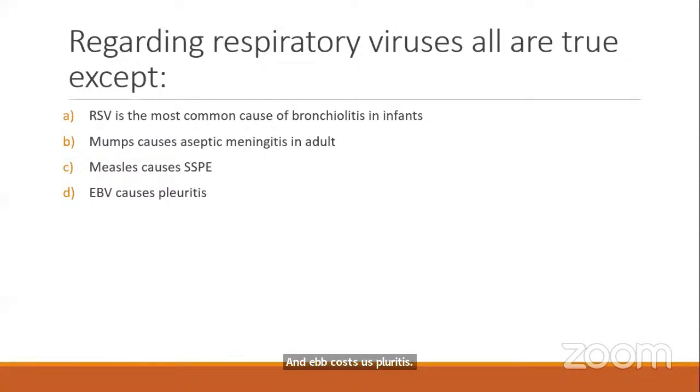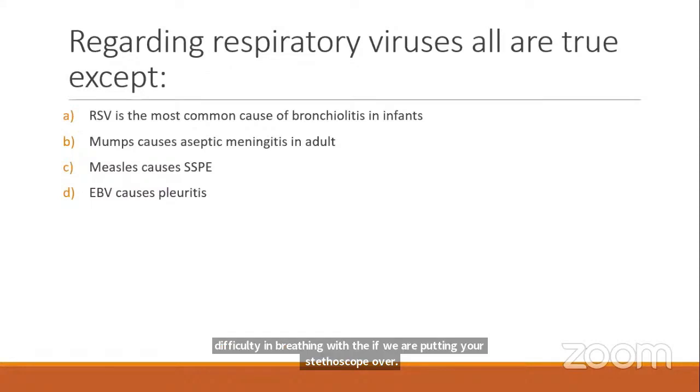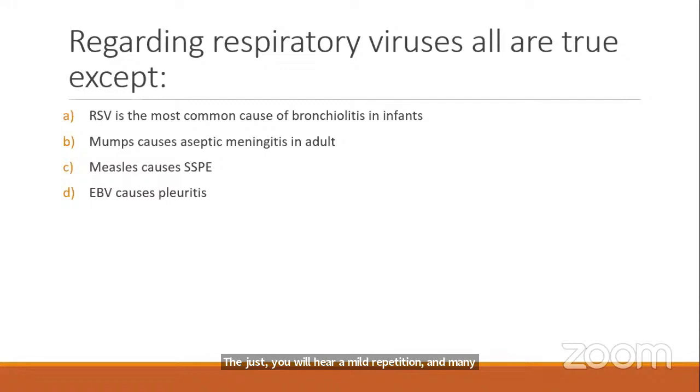What is the false statement? Yes, it is actually EBV causing pleuritis. Even though I have told you EBV can be responsible for many malignancies and many phenomena, it does not cause any pleuritis. So the first answer, RSV: many times when you are sitting in the casualty every night, you will see some of the kids who are being brought by their parents and they are having difficulty in breathing. If you put your stethoscope over the chest, you will hear mild crepitations, and many times you will give hypertonic saline nebulization. It will be sufficient to clear out the respiratory syncytial virus infection. So it is one of the commonest causes of bronchiolitis.